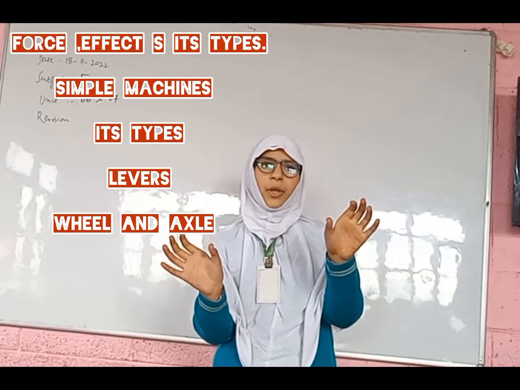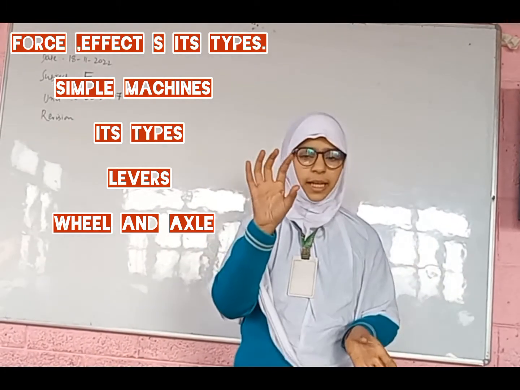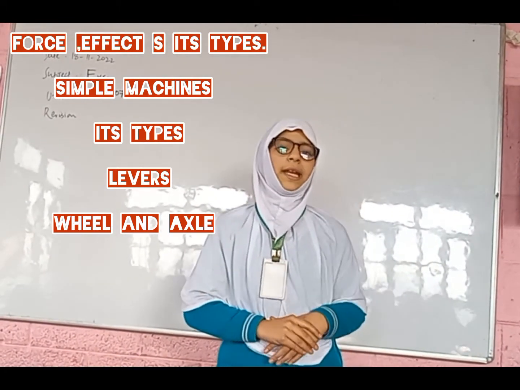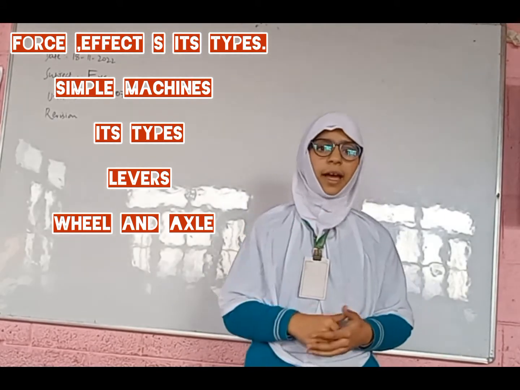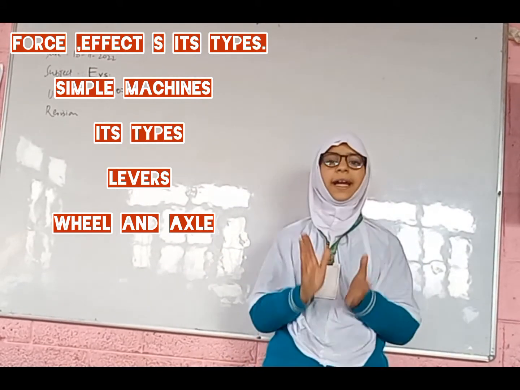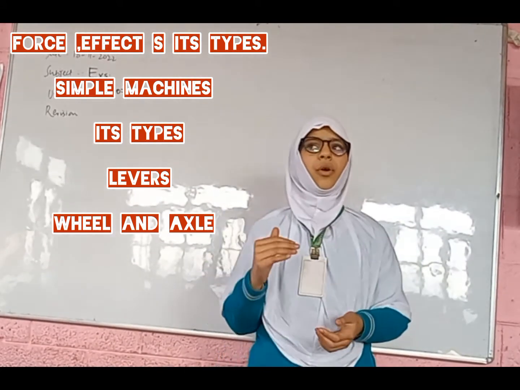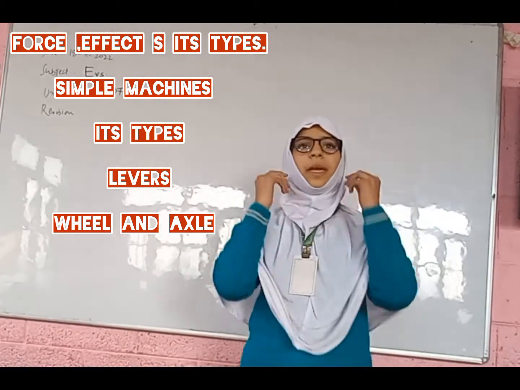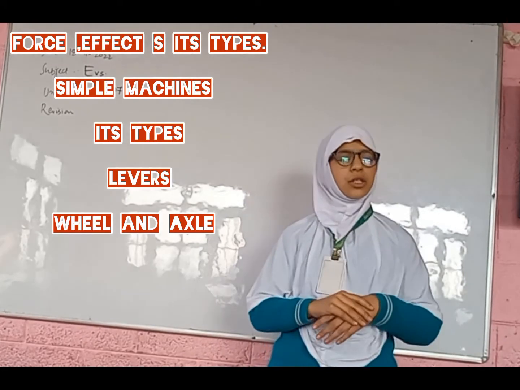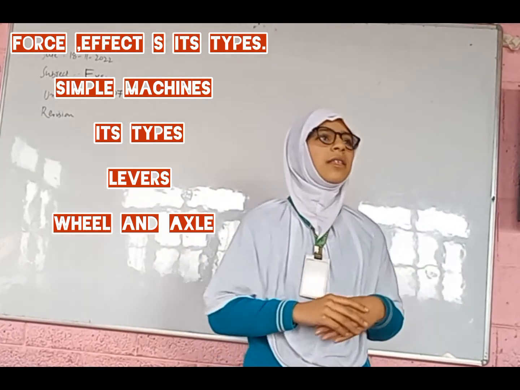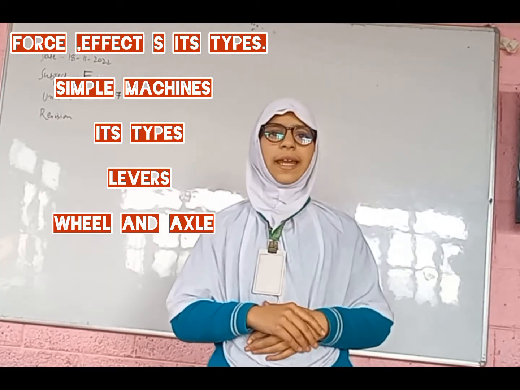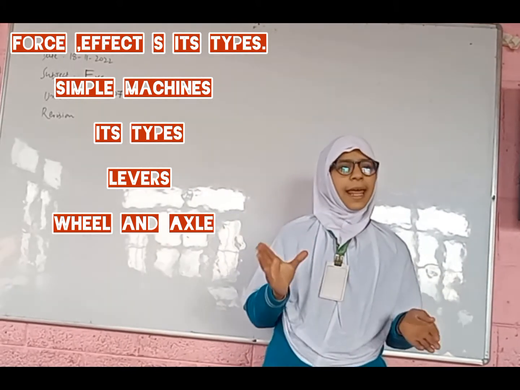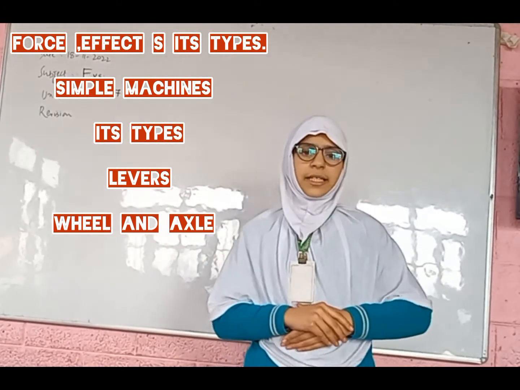Because whenever we rotate the steering wheel of a car, this is connected with an axle, and this axle is again connected to another axle, and that axle is connected to a wheel, so with the other wheels of the car. So whenever we rotate the steering wheel, the other wheels also rotate. There are some other wheel and axles that are present around us, like the doorknob and the screwdriver.